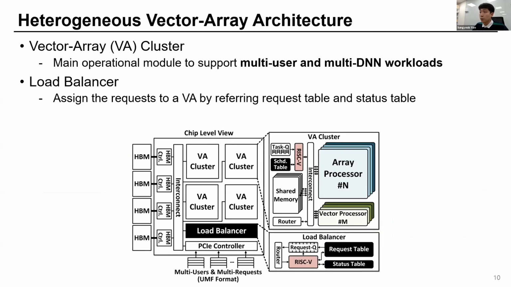From now on, I will explain our proposed architecture, which is called Heterogeneous Vector Array Architecture. In our proposed architecture, the multi-DNN and multi-user ML workloads can be processed with various scheduling algorithms. It consists of vector array clusters, short for VA clusters, that are the main operational modules, and a load balancer that assigns the requests to each VA cluster. When the multi-user and multi-DNN UMF requests are incoming, the load balancer decodes them and stores the necessary model information to the request table. Using this information, the load balancer assigns these requests to each VA cluster.